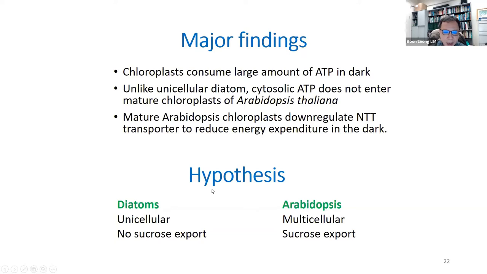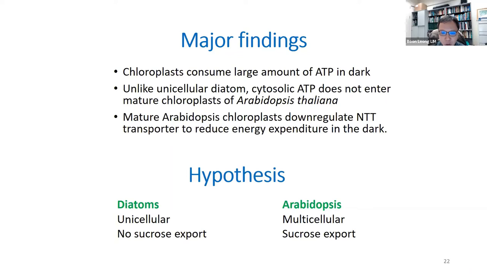And then our hypothesis is that the diatoms, they are unicellular, they do not need to export sucrose, so they just need to take care of themselves. But Arabidopsis is multicellular, and the major function of mesophyll is to export sucrose. So the mesophyll chloroplasts have to harvest energy and then fix carbon in the day, and then they have to reduce their energy expenditure in the dark. And therefore they have to downregulate the NTT transporters.